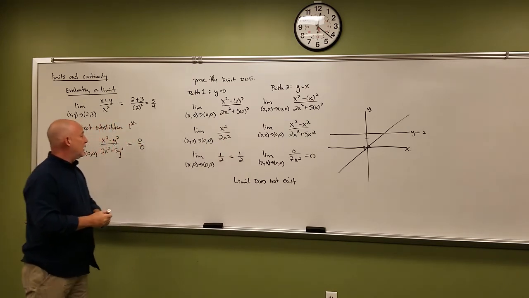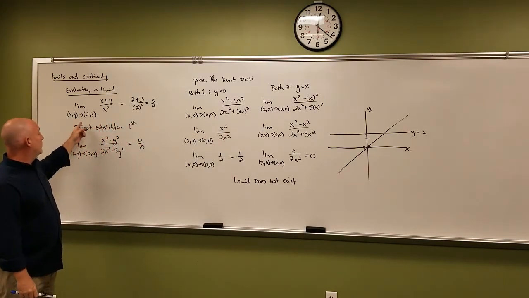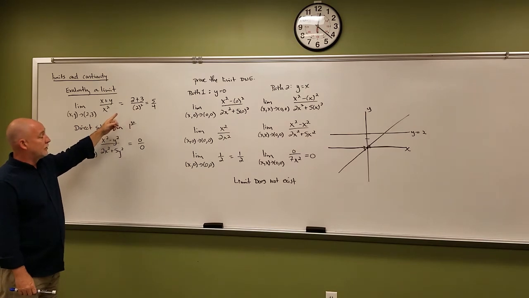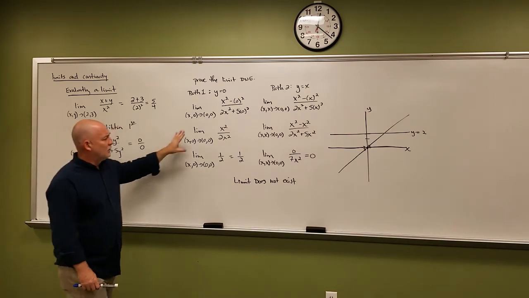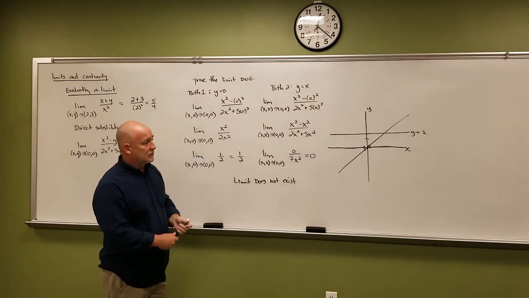So you see, we have a lot of commonality with our limits. We generally just want to do direct substitution first, and then if you get 0 over 0, you're generally going to be proving that the limit doesn't exist.